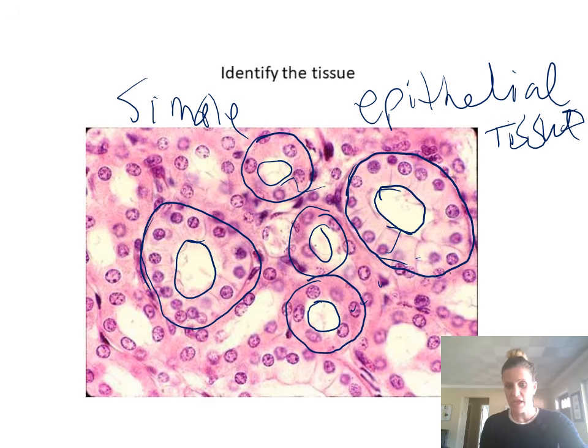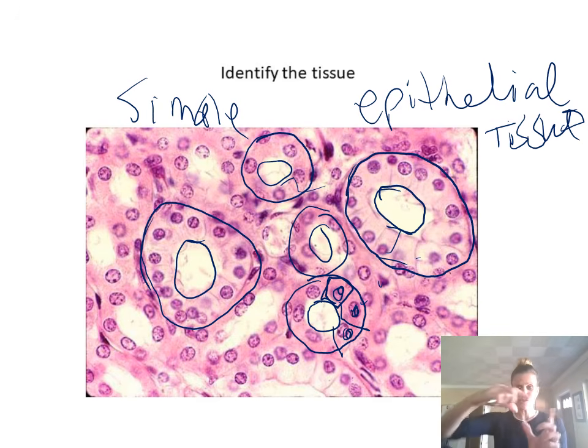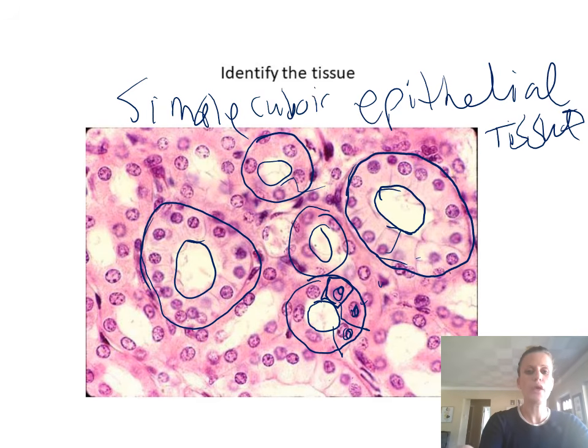Now we just need to know, what shape are these cells? They are kind of square shaped, right? So this is one cell right here. You can see the nucleus in the middle, right? Another cell next to it, the nucleus. Next to it, the nucleus. So these are relatively square shaped. Remember, the columnar cells were really tall, right? They were really, really long and rectangular. These are much shorter and more square. So these are like cubes. So this is simple cuboidal epithelial tissue.